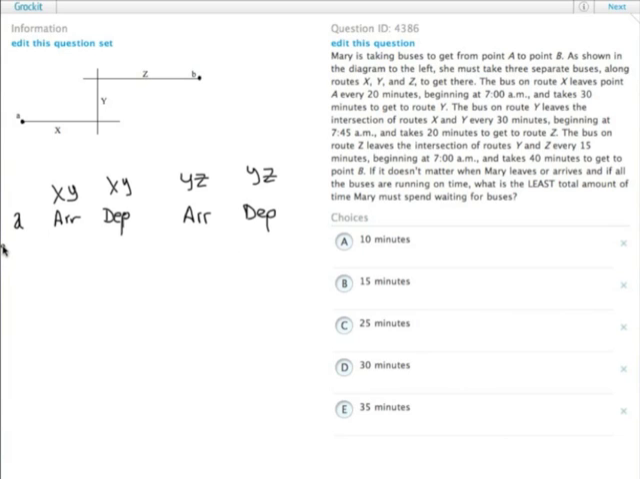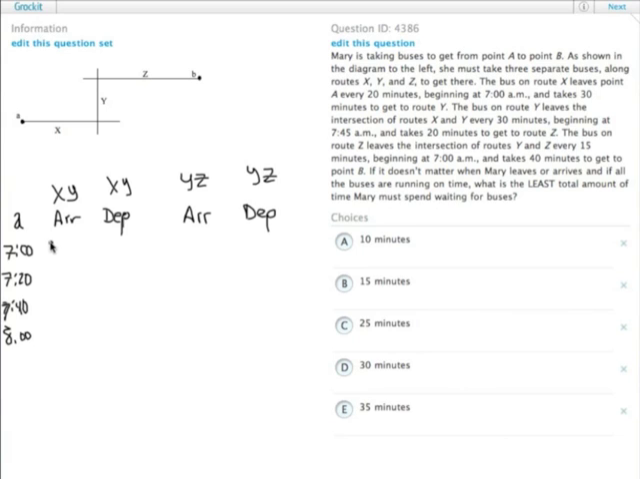And so the times that she can leave point A are 7 o'clock. Her bus leaves every 20 minutes. So we have 7 o'clock, 7:20, 7:40, and then it starts over again at 8 o'clock. And we don't really have to worry about the top of the hour because the times are just going to repeat. So the bus takes 30 minutes to get to the XY point.